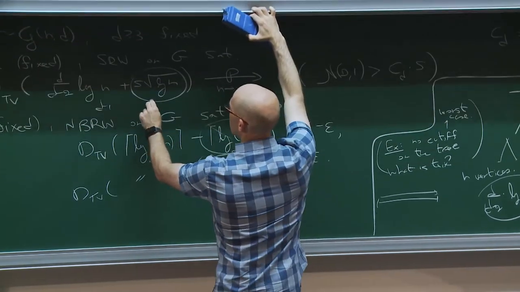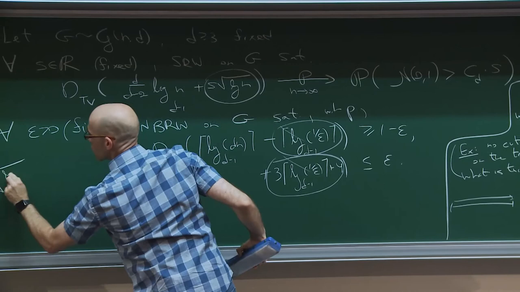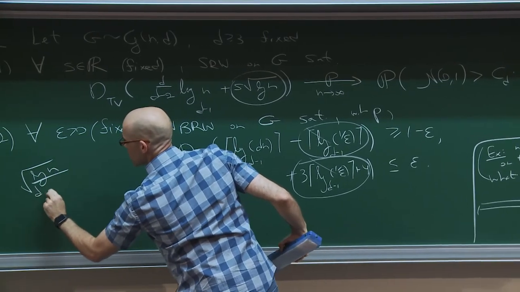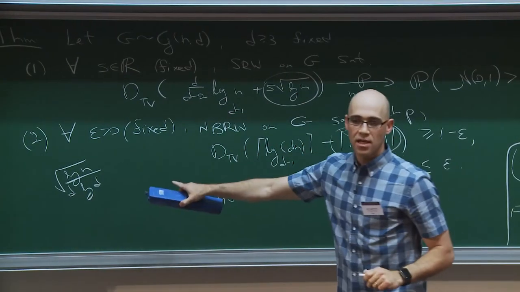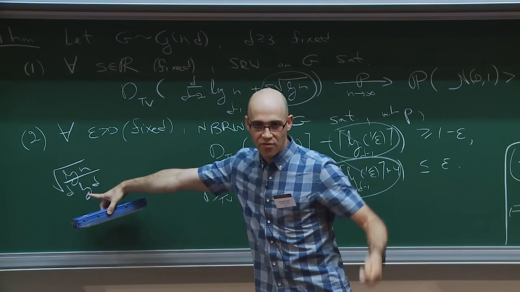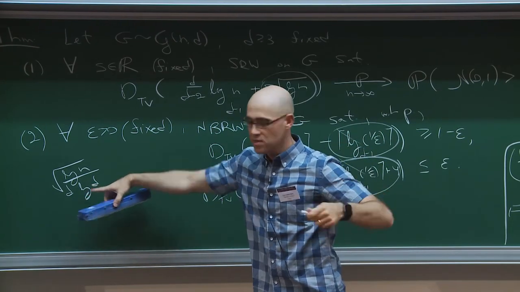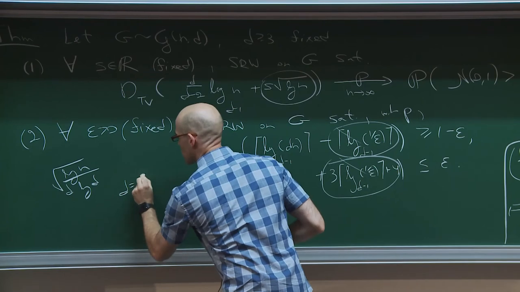The simple random walk would then look like, its window would look like log n divided by d log d. This also comes exactly from the same central limit theorem, if d is n to the little o of one.